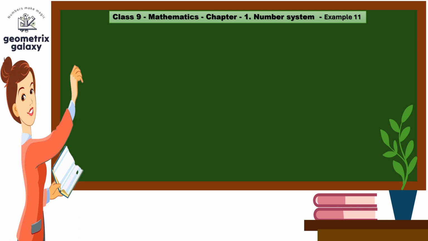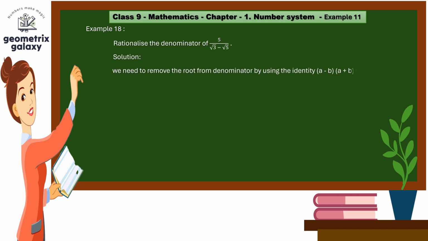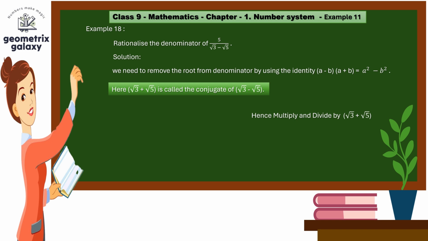Now let us see example 18. Rationalize the denominator of 5 by root 3 minus root 5. It is very similar to the previous question. Here in the denominator we have a binomial, so we need to use the identity (a minus b) into (a plus b), which is equal to a square minus b square. The first step of this type of problem is we need to find the conjugate. What is the conjugate of root 3 minus root 5? It is root 3 plus root 5. So we need to multiply and divide by its conjugate root 3 plus root 5.